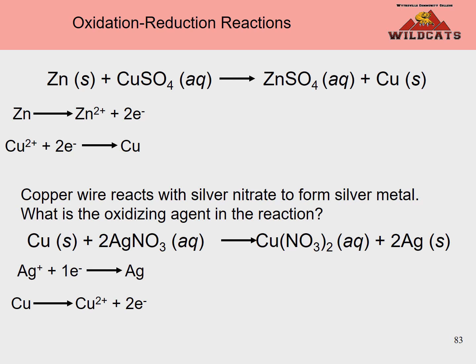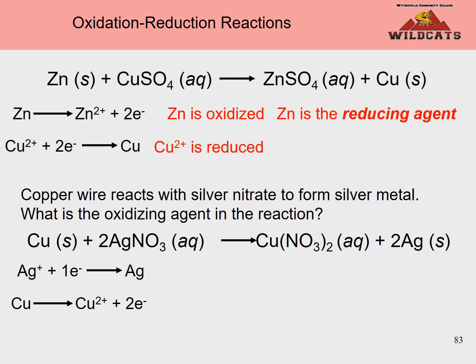So if we take a look, we've got zinc reacting with copper sulfate, and I've already broken out the half reactions for you. If you notice, the zinc is losing electrons; oxidation is loss. And then we crisscross or flip. If it's oxidized, it's the reducing agent because it's going to cause the copper to be reduced. Notice the copper is reduced, so it's going to become the oxidizing agent.